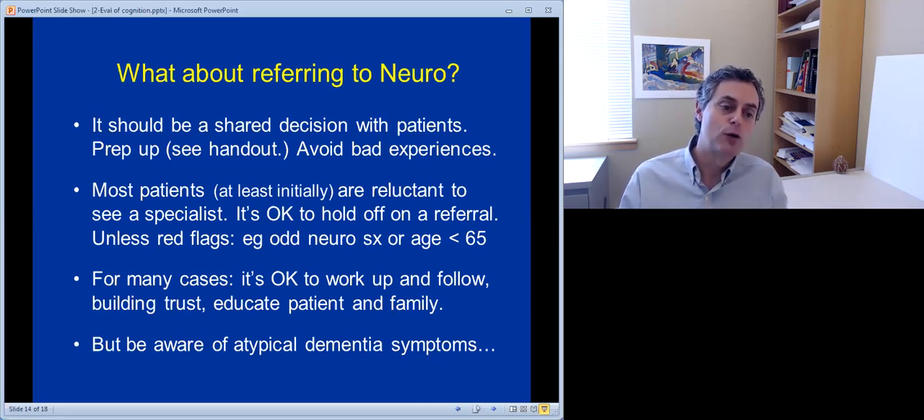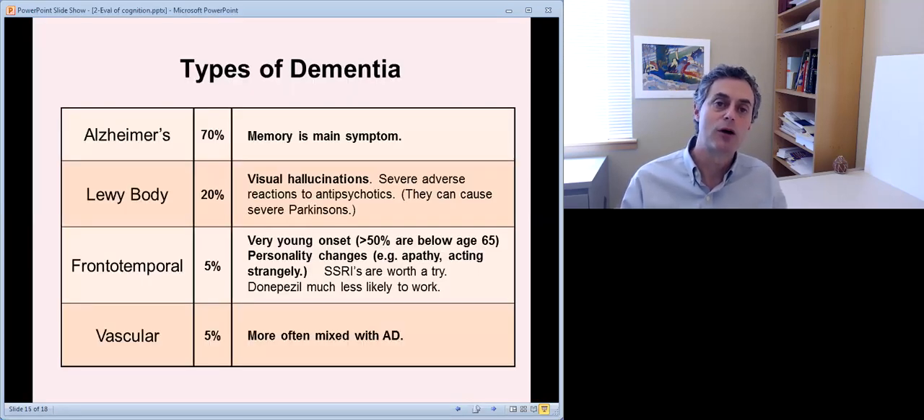But you also do want to be aware of atypical dementia symptoms, which is a good time to talk about what are the 4 main types of dementia. So we all know Alzheimer's disease. Alzheimer's disease is the type of dementia that the public really associates with dementia the most. And really 2/3 of people with dementia have Alzheimer's type dementia, in which short-term memory loss really is the main presenting symptom when people first present with this disease.